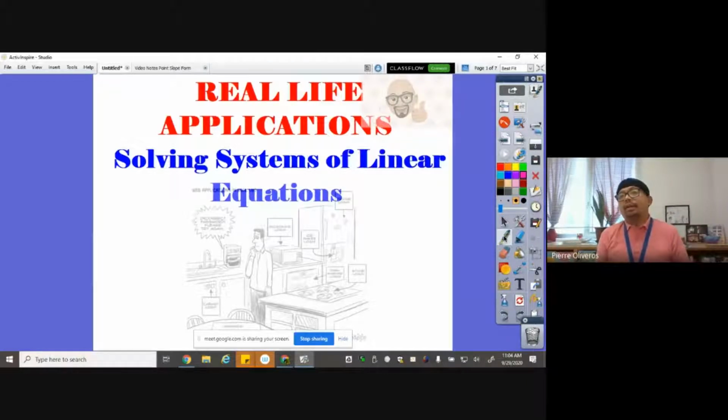Like in real life, our solution to our problem has to have a lot of options in solving it. It depends on how the situation comes along. And the same thing with solving systems of linear equations. We will solve the problem based on how the problem is presented to us. Okay, so let's keep going here.